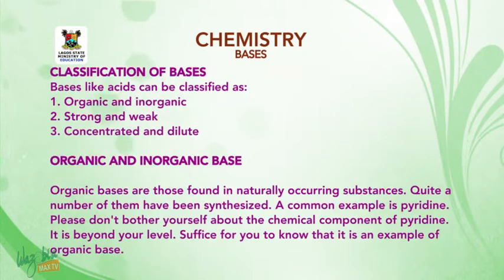Shall we proceed to classification of bases? Bases, like acids, can be classified as organic and inorganic, strong and weak, concentrated and dilute. Organic and inorganic bases. Organic bases are those found in naturally occurring substances. Quite a number of them have been synthesized. A common example is pyridine. Please don't bother yourself about the chemical component of pyridine. It is beyond your level. Suffice for you to know that it is an example of an organic base.